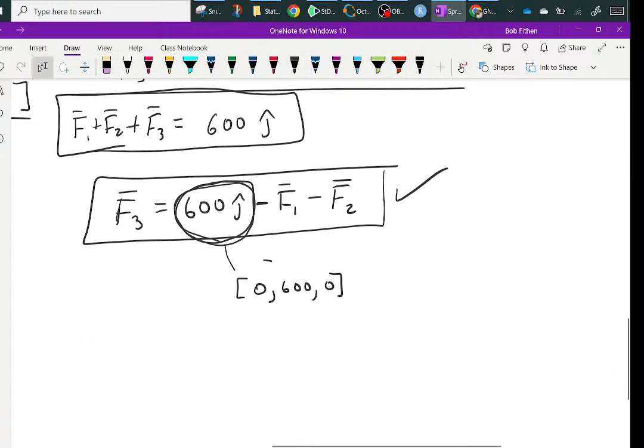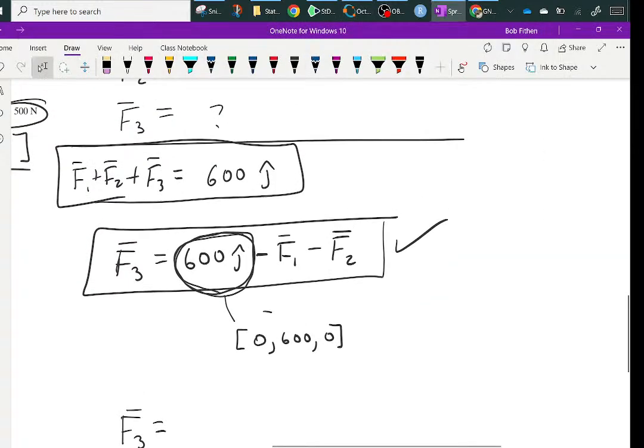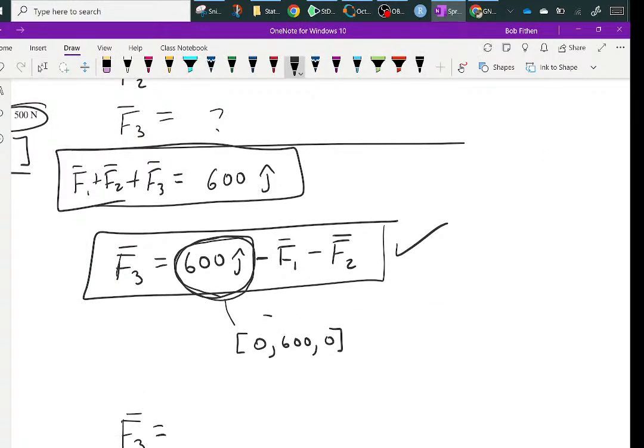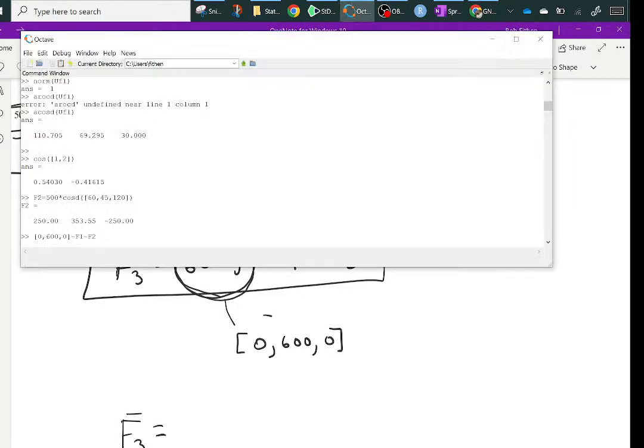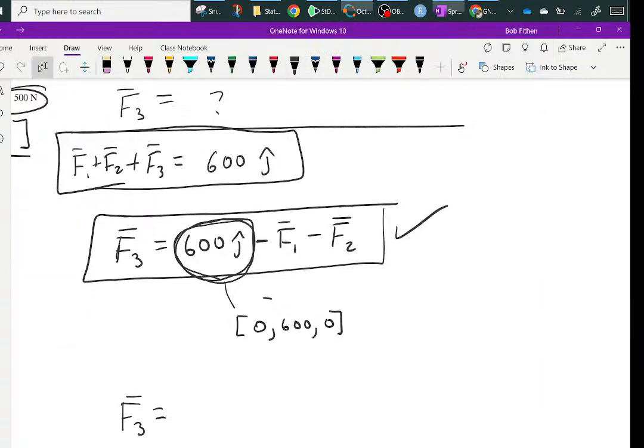So now I'm going to come up and say, what is F3? Well, go back to MATLAB and you can say, okay, F3 is 0, 600, 0, that's the first component, minus F1 minus F2. Did I write that in right? Minus F1 minus F2. I did not actually put a name there. That should be F3. F3 is equal to that. So just like that, I got F3.